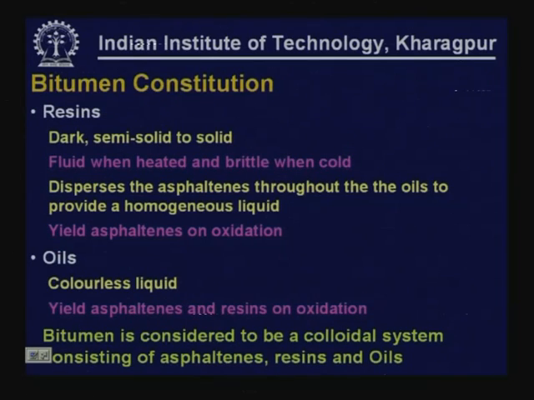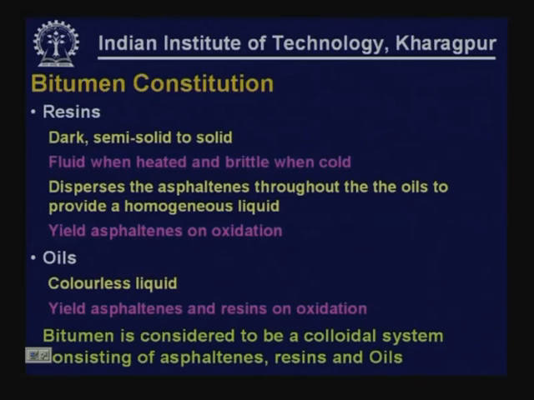The next component, which is resins, is a dark semi-solid to solid material which is fluid when heated and brittle when cold. This is the material that disperses asphaltene particles or asphaltene matter throughout the oils. Oil is the other component that bitumen has. So, the asphaltene is dispersed in oil with the help of the resins to provide a homogeneous liquid.